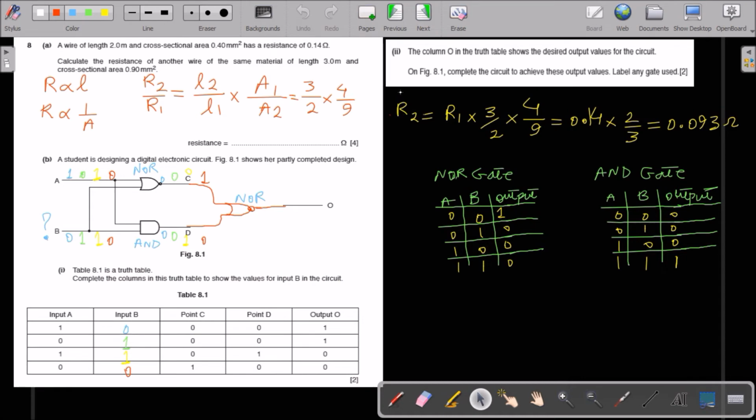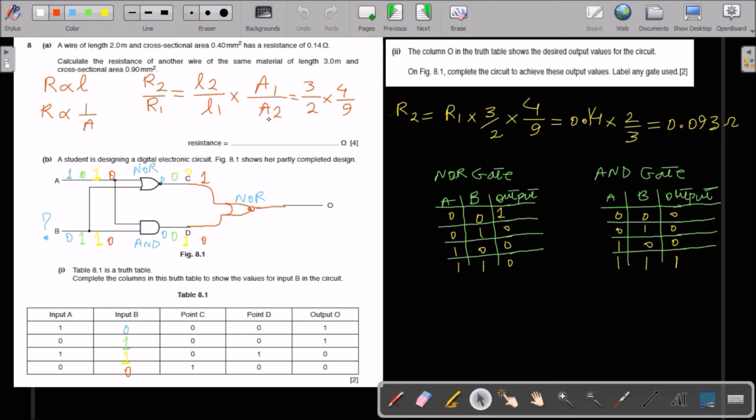Question 8. A wire of length 2 meter and cross-sectional area 0.40 millimeter square has a resistance of 0.14 ohm. Calculate the resistance of another wire of the same material of length 3 meter and cross-sectional area 0.90 millimeter square. You know that resistance is directly proportional to the length of the wire and inversely proportional to the cross-section of the wire. That's why R2 over R1 for two wires is equal to L2 divided by L1 times A1 divided by A2.